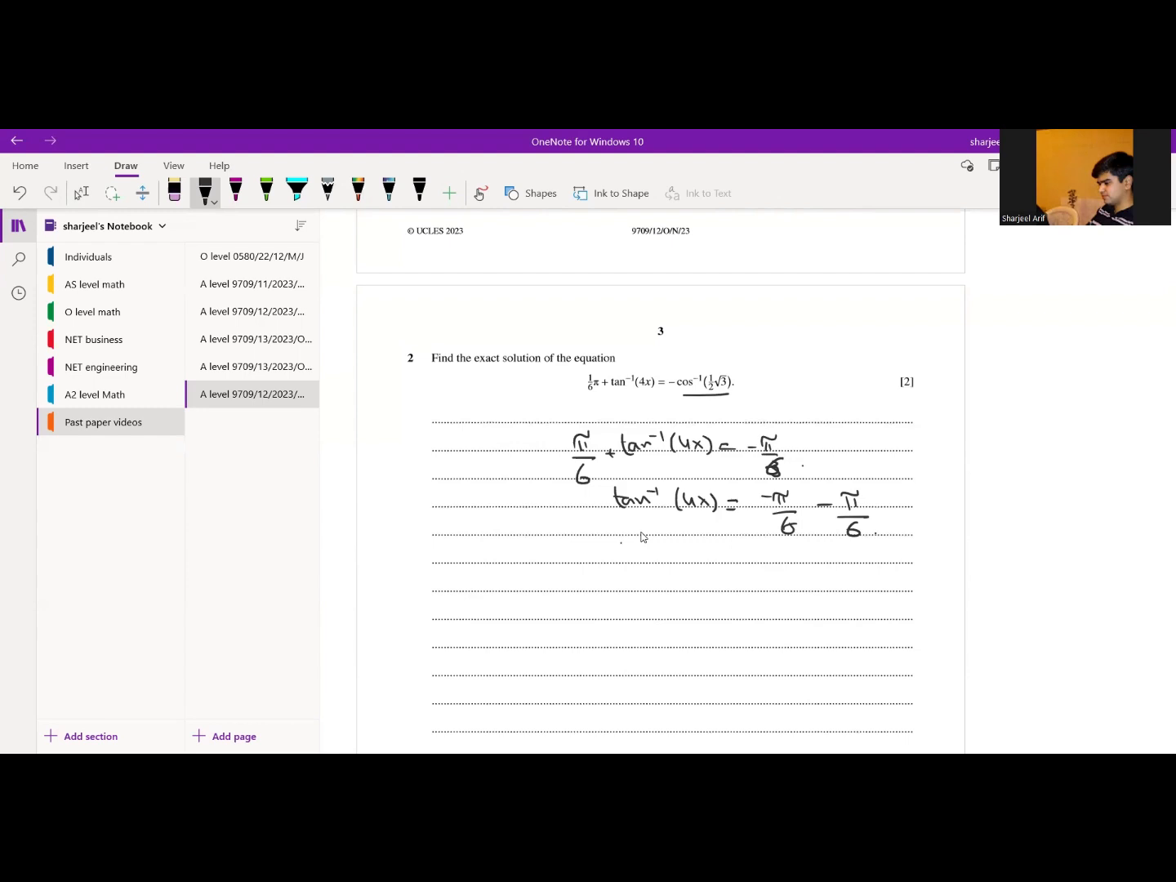So we will simplify to get 4x equal to tan of minus pi by 3, or simplify to get minus root 3, and the value of x will be equal to minus root 3 by 4, and that is our answer.